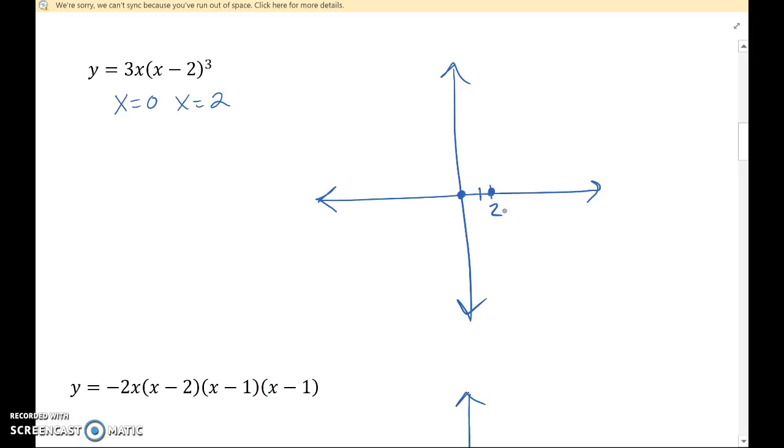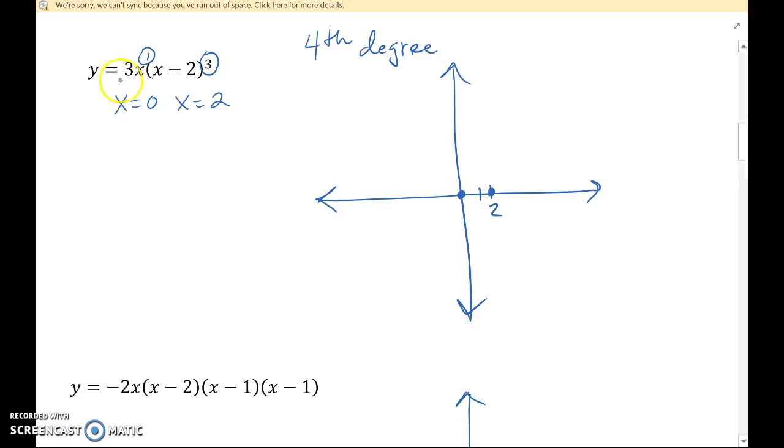Again, having an x at 0, it serves as the x and y-intercept. And so our next step is to identify the degree of the polynomial. And again, we see there's no exponent on the x, so we assume it's 1. And then there's a 3. So this is a 4th degree, meaning that it will have an end behavior like a parabola.